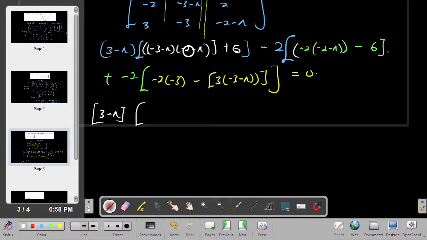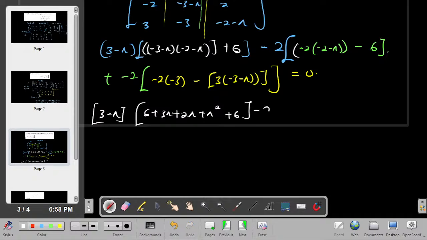So negative 3 times negative 2 is what? 6. Negative 3 times negative lambda is what? Plus 3 lambda. Negative lambda here times negative 2 is positive 2 lambda. Then negative lambda times this is what? Positive lambda squared, like this. Plus 6. So let me clean this. So this whole thing plus 6, right?